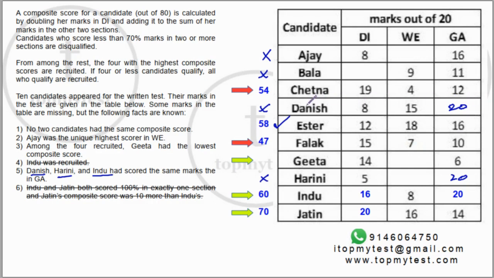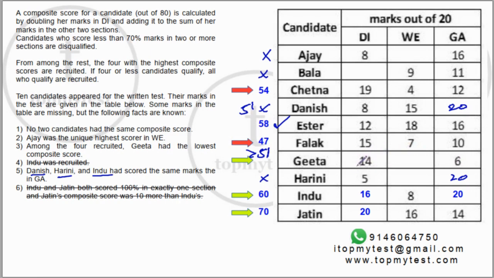Okay. Let's look at this. Danish's score will be 35 plus 16, 51. Which means because Geeta is selected, Geeta has to score more than 51. Right? She cannot score 54. Okay, what her score can be?